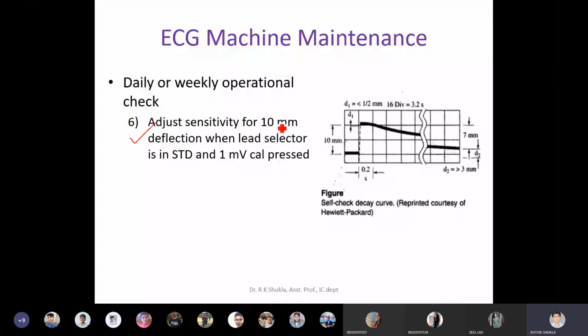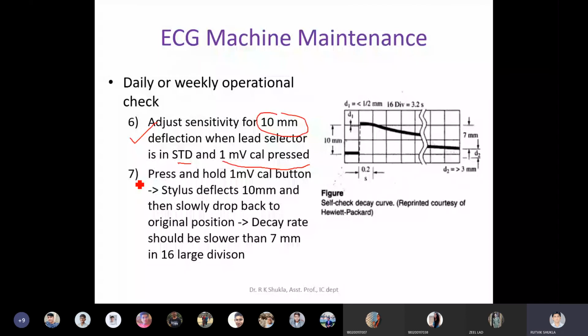Next step is adjust the sensitivity for 10 mm deflection when lead selector is in standard. With lead selector in standard, you have to press the 1 millivolt calibration pulse. Now you have to press and hold the 1 millivolt calibration button. So the stylus deflects 10 mm and then slowly drops back to the original position. Decay should be slow. When you press this, you are getting something like this. The vertical travel is 10 mm. So here you are getting 10 mm deflection. It goes up 10 mm. Now you still hold that 1 millivolt calibration.